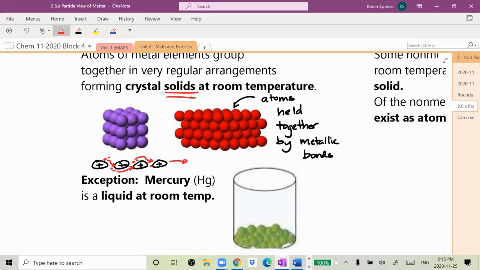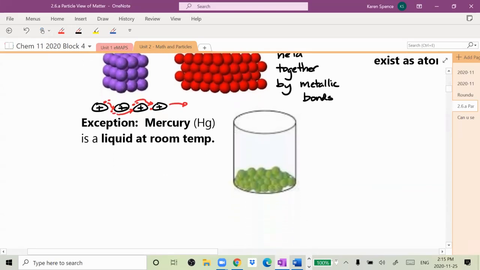Mercury. Mercury is all kinds of weird. We'll discover more about why Mercury is weird later. Okay, so this is mercury and it is a liquid. It's still held together by metallic bonds. It's just the metallic bonds aren't as strong, so the particles can slide past one another. They're freely moving. Okay, yes?